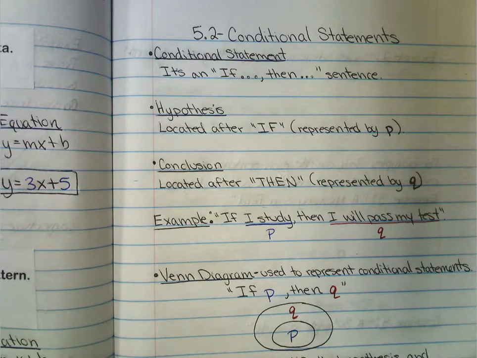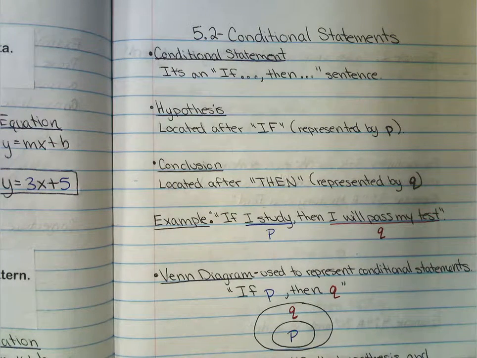Alright, so section 5.2 is called conditional statements. We are going to learn how to write conditional statements based on information that they give me. So first is just a couple of terms that you have to learn for this unit. A conditional statement is a sentence written in if-then form.